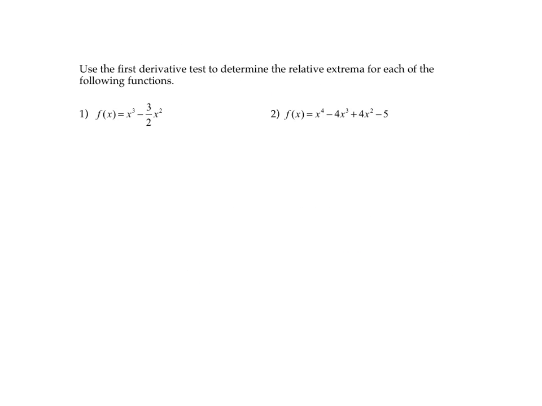Okay, so we're going to put everything all together now. It says use the first derivative test to determine the relative extrema for each of the following functions. So for that function that we worked with before, f of x is equal to x cubed minus 3 halves x squared. Just a refresher as to what the number line looked like. Okay, so we had critical values at 0 and 1.